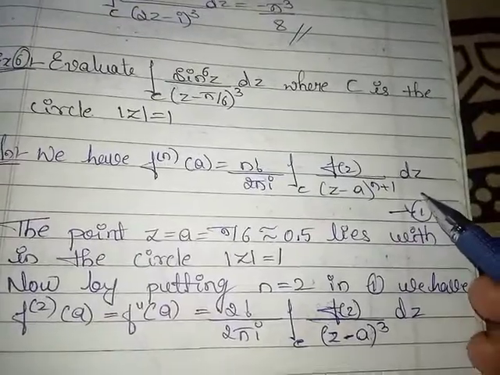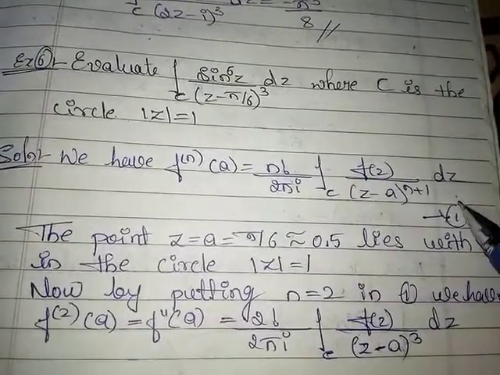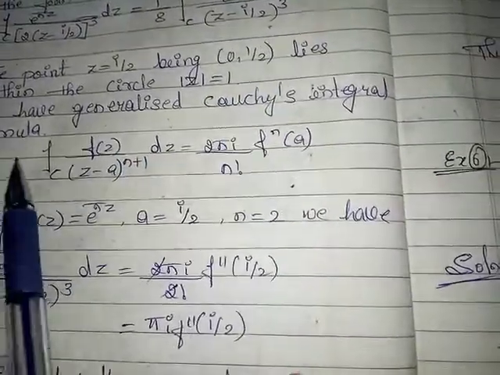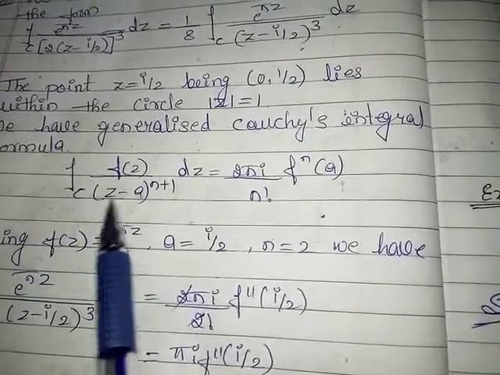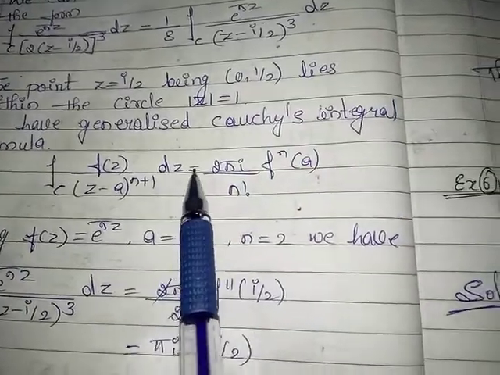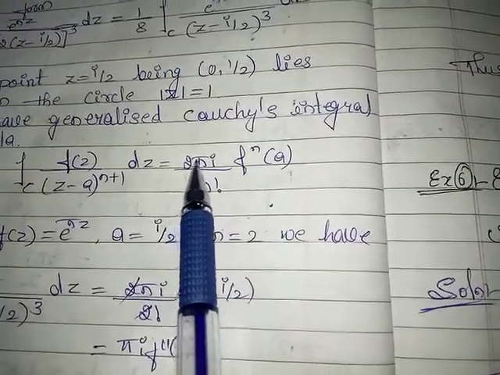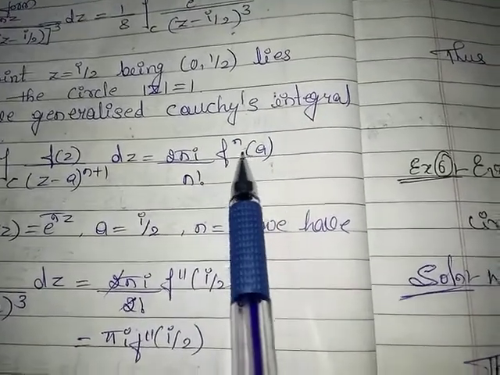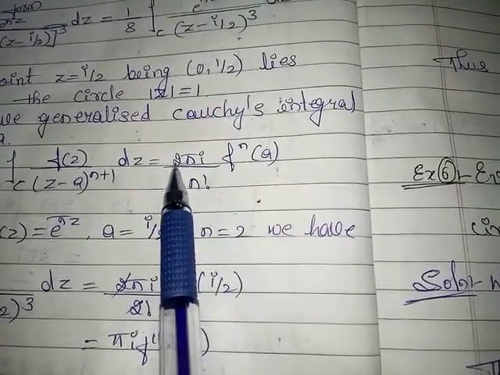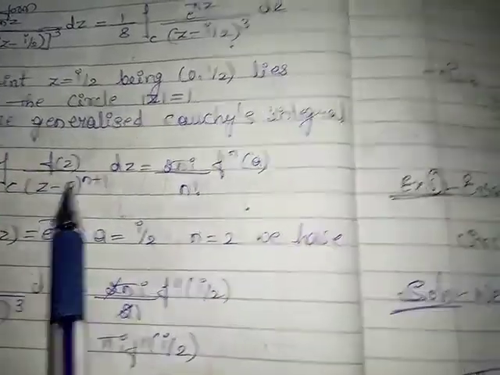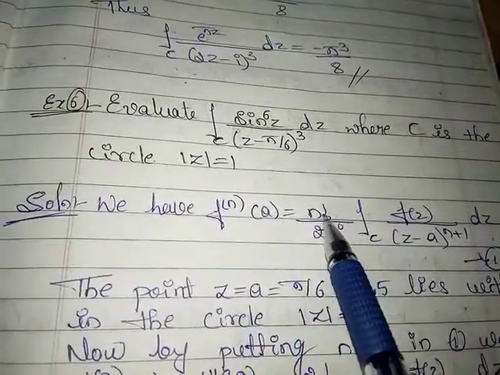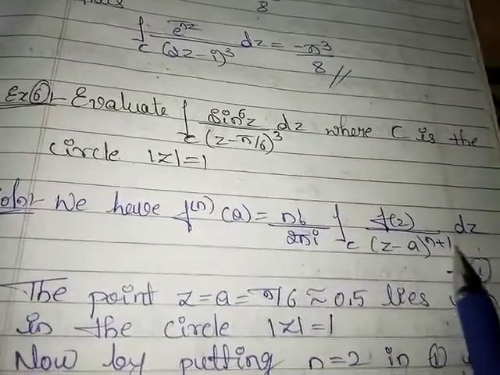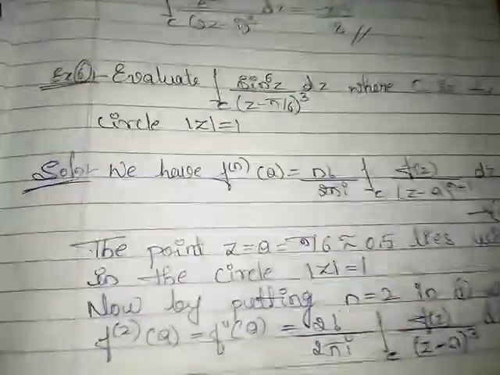This is just the generalized Cauchy's integral formula. See here, the generalized Cauchy's integral formula is integration over C f of z divided by (z minus a) raised to n plus 1 into dz is equal to 2 pi i divided by n factorial into f raised to n of a. Just take this 2 pi i divided by n factorial to this side. We get f raised to n of a is equal to n factorial divided by 2 pi i integration over C f of z divided by (z minus a) raised to n plus 1 into dz.